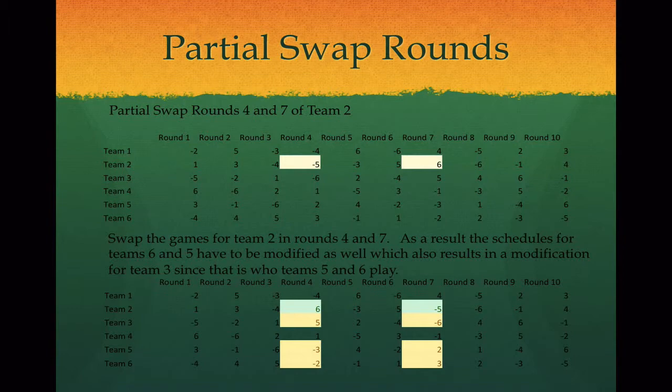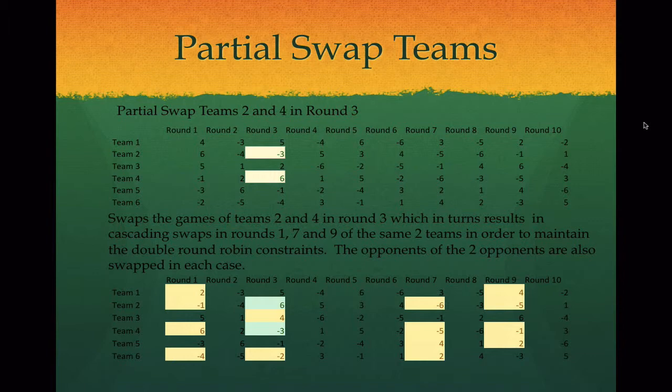Here is an example of partial swap rounds. For partial swap rounds, you take 1 team and 2 rounds, and you swap who that team plays in those 2 rounds. Now this has a cascading effect that you must modify the schedules of the 2 opponents and their 2 opponents, and their 2 opponents, and so on until you get into a cycle and you get back to the original team.